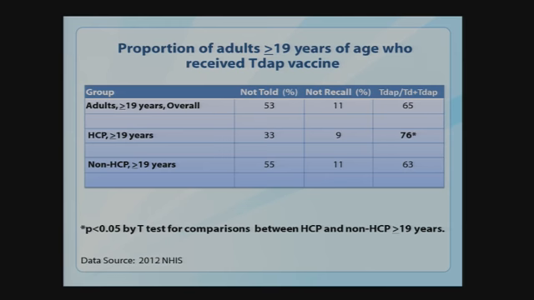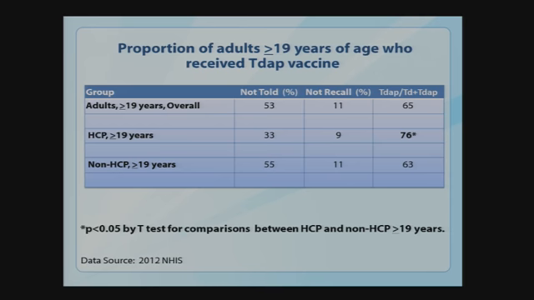Among healthcare personnel, 33% were not told, another 9% could not recall. And among the remaining healthcare personnel, 76% reported receiving Tdap. Vaccination of healthcare personnel for Tdap was statistically higher than that among non-healthcare personnel.